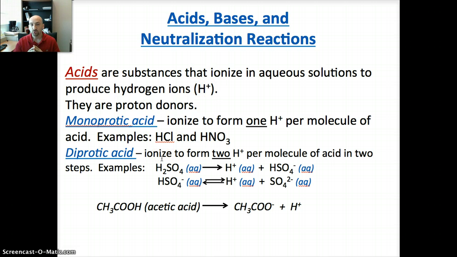We can also talk about two types of acids. There's monoprotic acids and diprotic acids. A monoprotic acid will ionize to form 1 proton per molecule of acid, while a diprotic acid will ionize to form 2 protons per molecule of acid. Okay? So only the first ionization in a diprotic acid, like sulfuric acid, is complete, meaning that basically all that hydrogen ion has been ionized. And the second dissociation is more of a mixture of the products and the reactants.